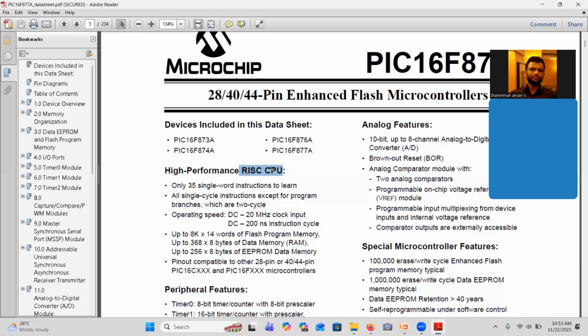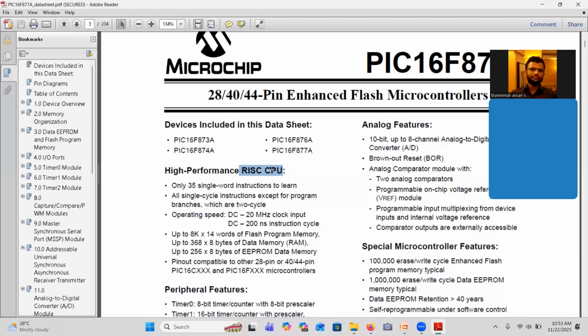So it is very fast. Operating speed: it is a 20 megahertz clock input, so a 200 nanosecond instruction cycle. That means 1 by 20 megahertz gives you this value. That much fast you can operate this particular controller.